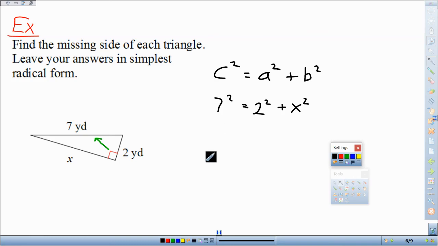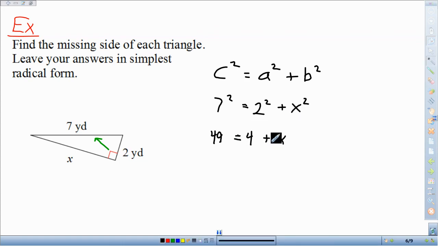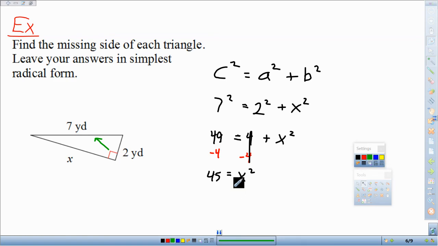We have 7 squared, which is 7 times 7, 49. 2 squared gives me a 4. And bring down the x squared. From here I can start solving. 4 is being added, so I'm going to subtract it. And it looks like I'm getting 45 equals x squared. Almost last step here. To get rid of the power of 2, we're going to take the square root. We have to do it to both sides.